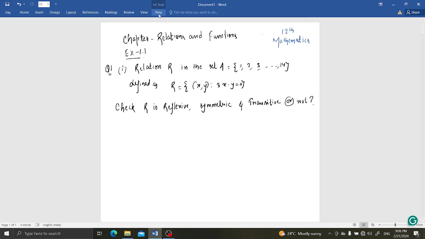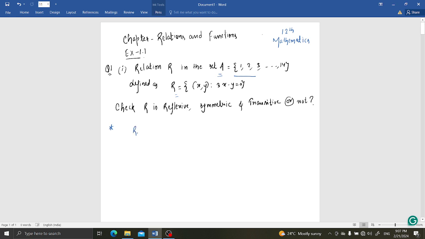So the first question of NCERT is this one. They ask: relation R in the set A = {1, 2, 3, up to 14}, and this relation R is defined as the ordered pair (x, y) such that 3x minus y equals 0. We need to check whether R on A is reflexive, symmetric or transitive or not. Okay, so first of all, as this set is finite, we need to find R completely.